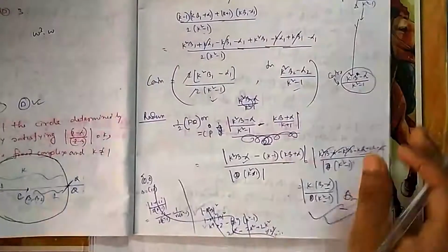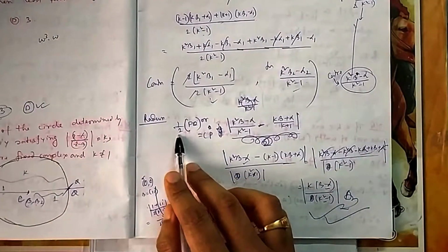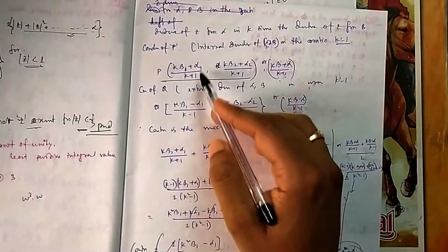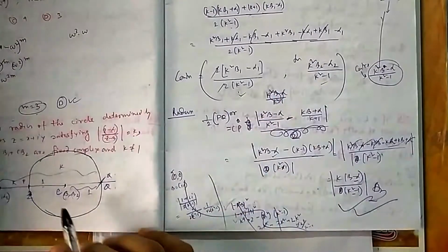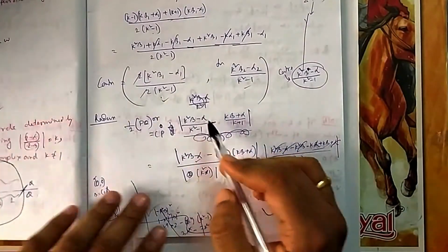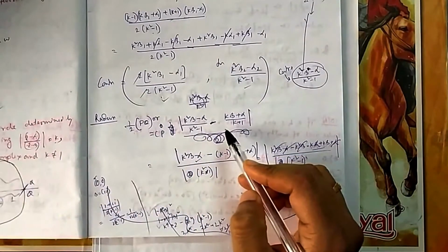Now for the radius, you can define the distance between P and Q, the difference of P and Q. Or you can find the distance between C and P, the center and the point P, or the center and the point Q. I think I have done CP here. You can check which one I have done.